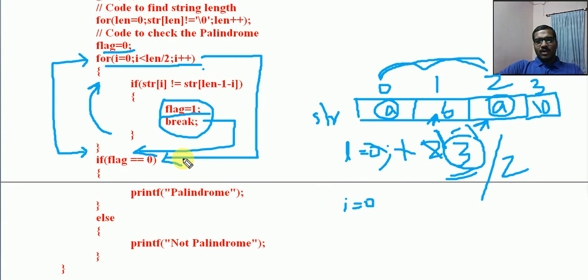Now look at the value of flag. If flag is equal to 0, in this case, in the first iteration they are having a match, the 0th and the last are equal. The second iteration is not required because the condition fails, it will exit. What was the initial value of flag? It was 0. Now if flag is equal to 0, it is a palindrome.